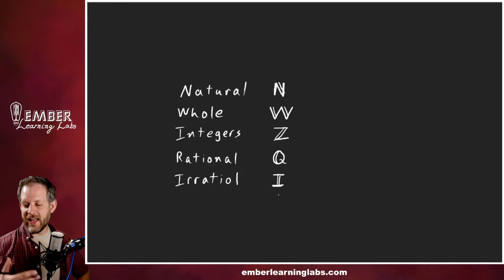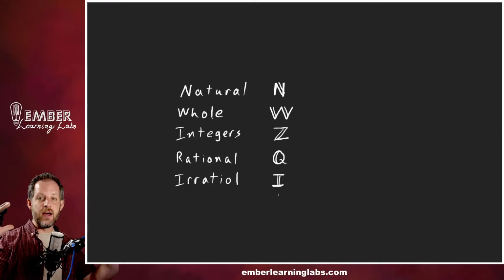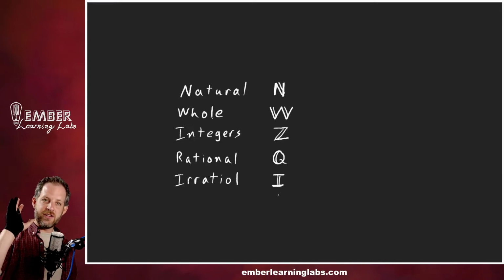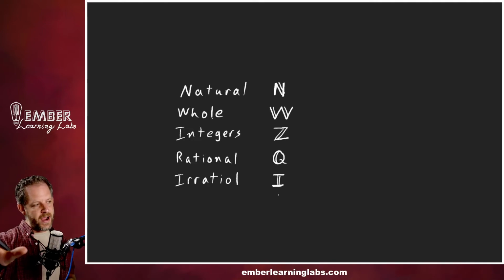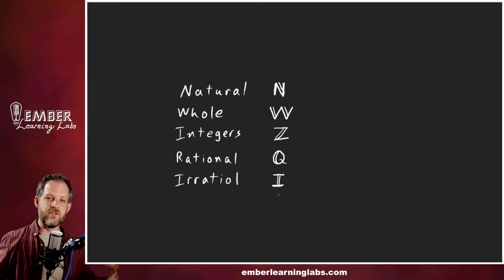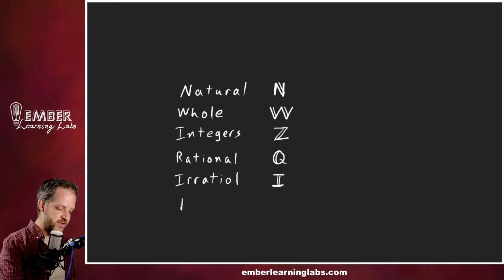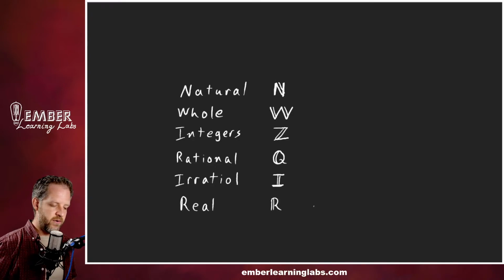Now, the last one, of course, is the real numbers. That's that biggest superset, which includes the intersection, not the intersection, that doesn't exist, the union of all of the rational numbers and all of the irrational numbers together. And of course, that's the real numbers. Real numbers. And we already saw a capital R for those.